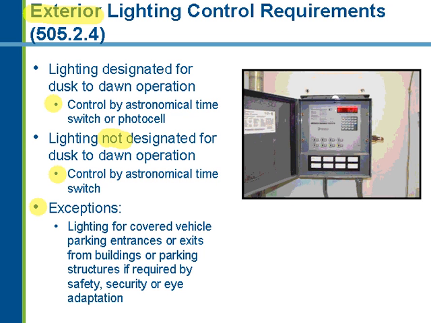If you have lighting in covered vehicle parking, entrances or exits from buildings or parking structures, if it's required by safety, security, or adaptation, in any of those cases, you can be exempted from this requirement as well, because it wouldn't make sense to have the control in that case. Each of these exceptions, of course, you would want to document in some fashion to the building official to state that this is the case and therefore you get the exemption.